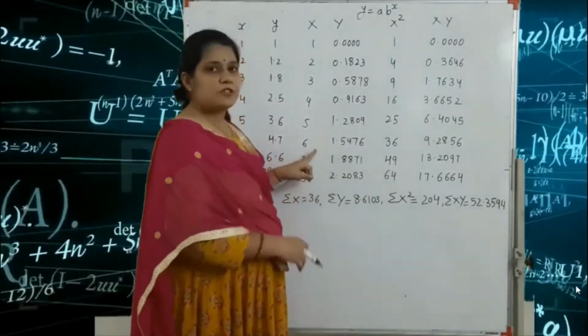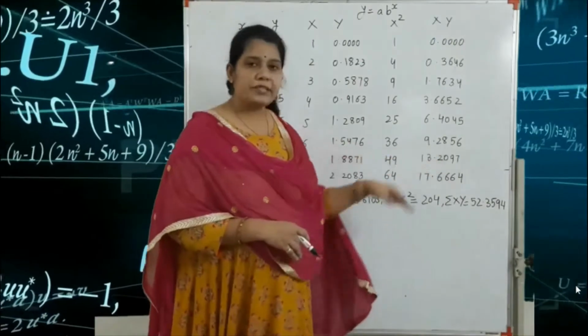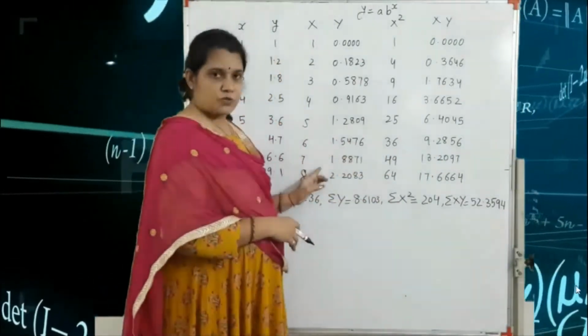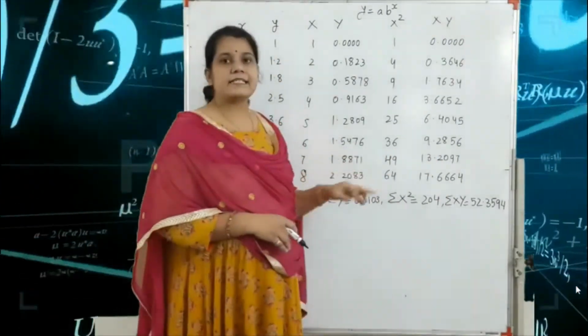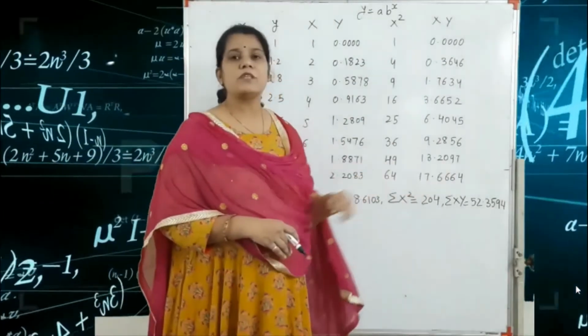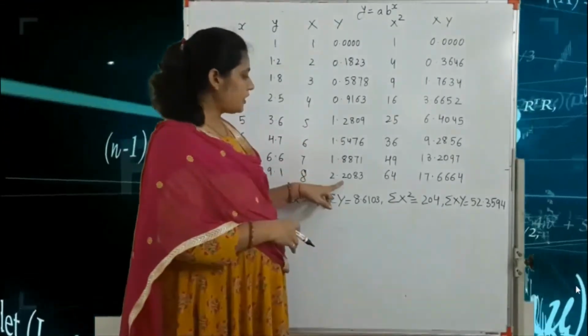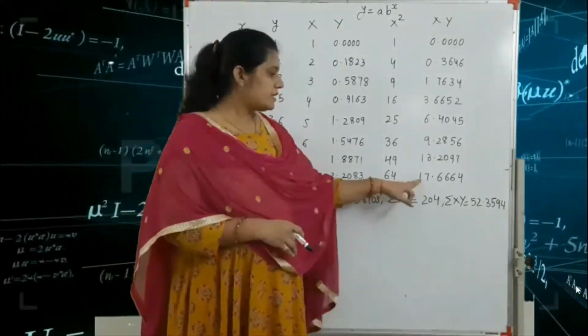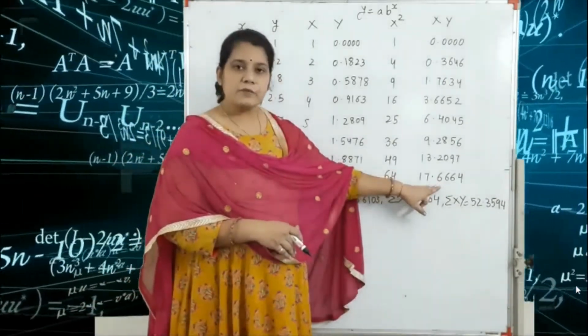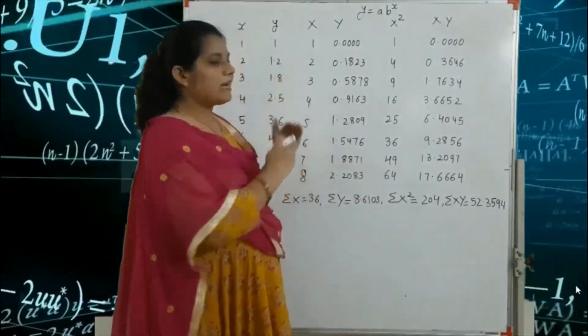6 into 1.5476, 9.2856, 7 into 1.8871 is equal to 13.2097, and the last value is 8 into 2.2083 is equal to 17.6664. So first we map the table.